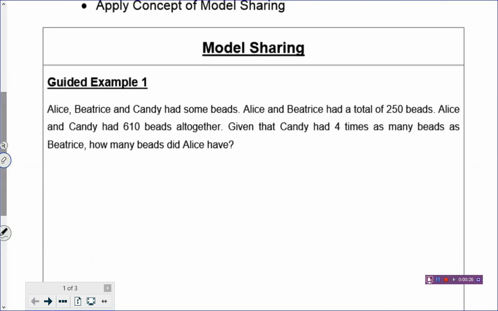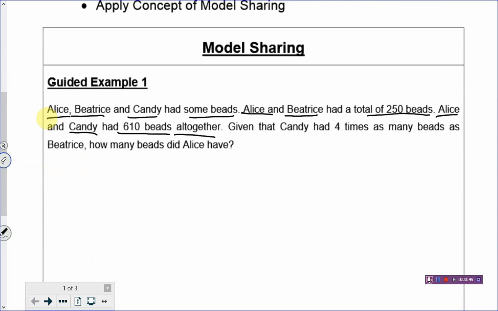Okay, now let's read the first example. Alice, Beatrice and Candy had some beats. Alice and Beatrice had a total of 250 beats. And then Alice and Candy had 610 beats altogether. Now you can see, are there 3 persons or are there 4 persons? There are actually 3 persons, right? Alice, Beatrice and Candy. But who is repeated?